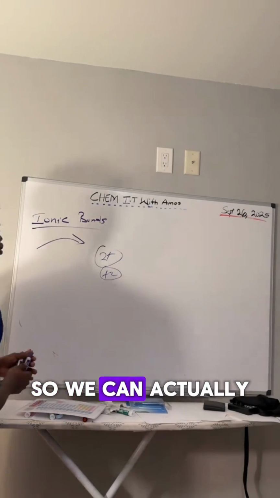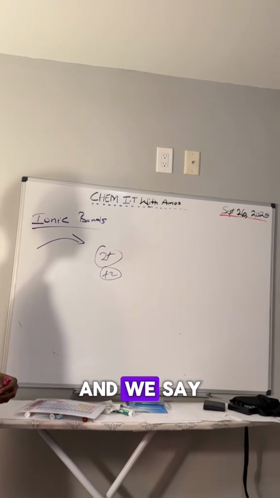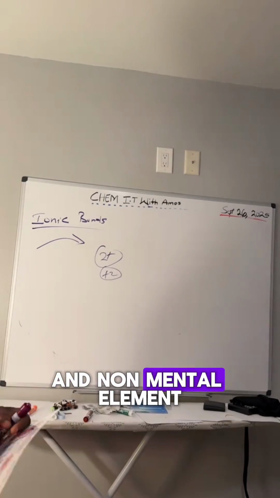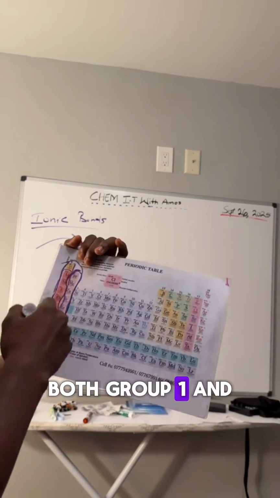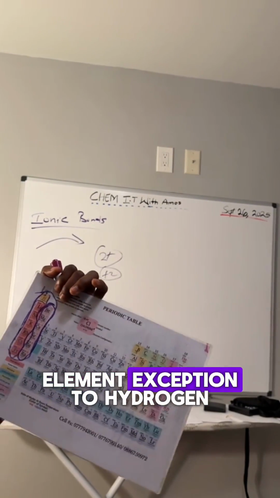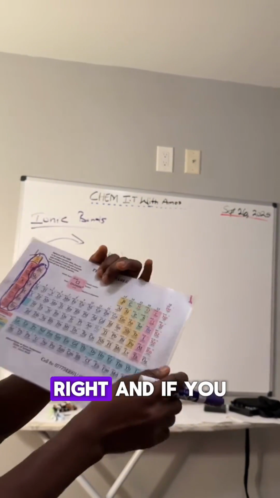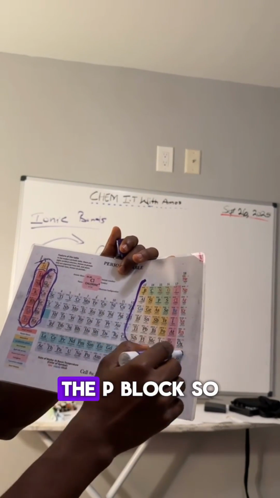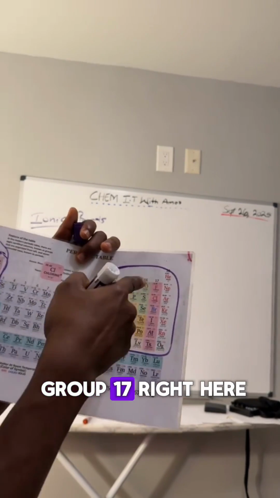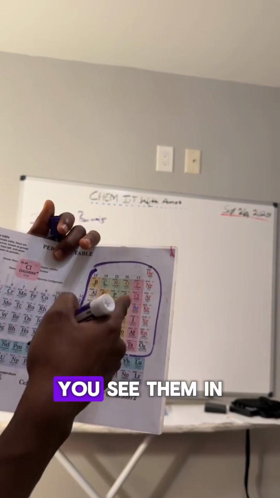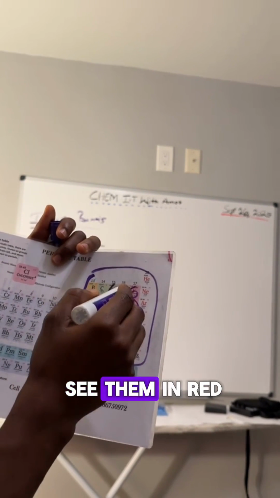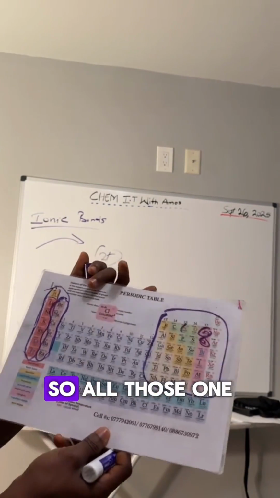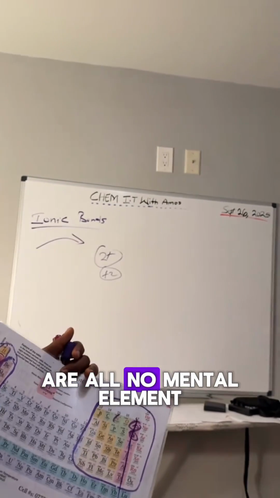So we can naturally get an example of ionic bond. We say ionic bond is the transferring of electrons between metal elements and non-metal elements. Both group 1 and group 2 are metal elements, exception to hydrogen, right? And if you want to find non-metal elements, mostly you come to the P block right here. In group 17, most of them are gases. You see them in red, and fluorine and chlorine are all gases, right? That's why they are placed in red right here.